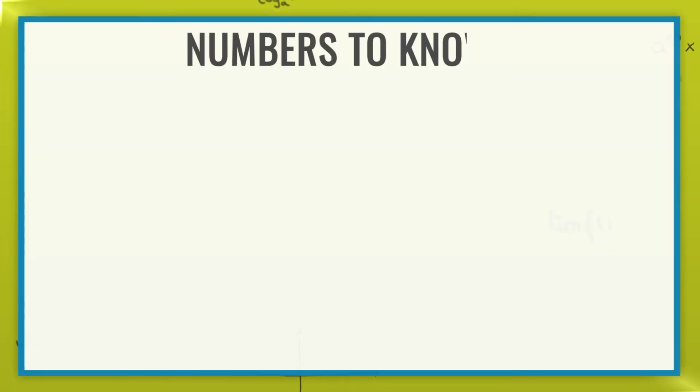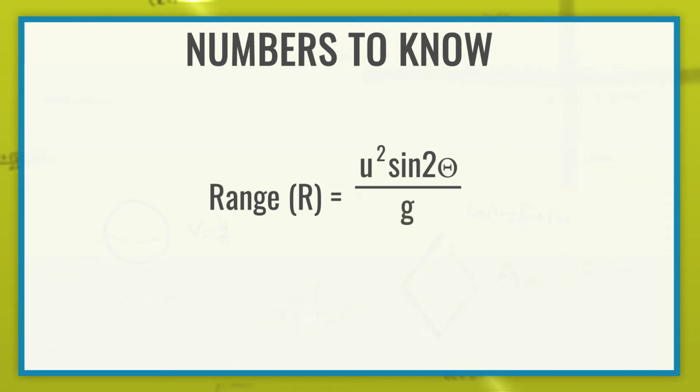The formula for the range R of the projectile is R equals u squared sine 2 theta divided by g, where u is the exit velocity in feet per second and theta is the exit angle in degrees. I hope you know what g is.